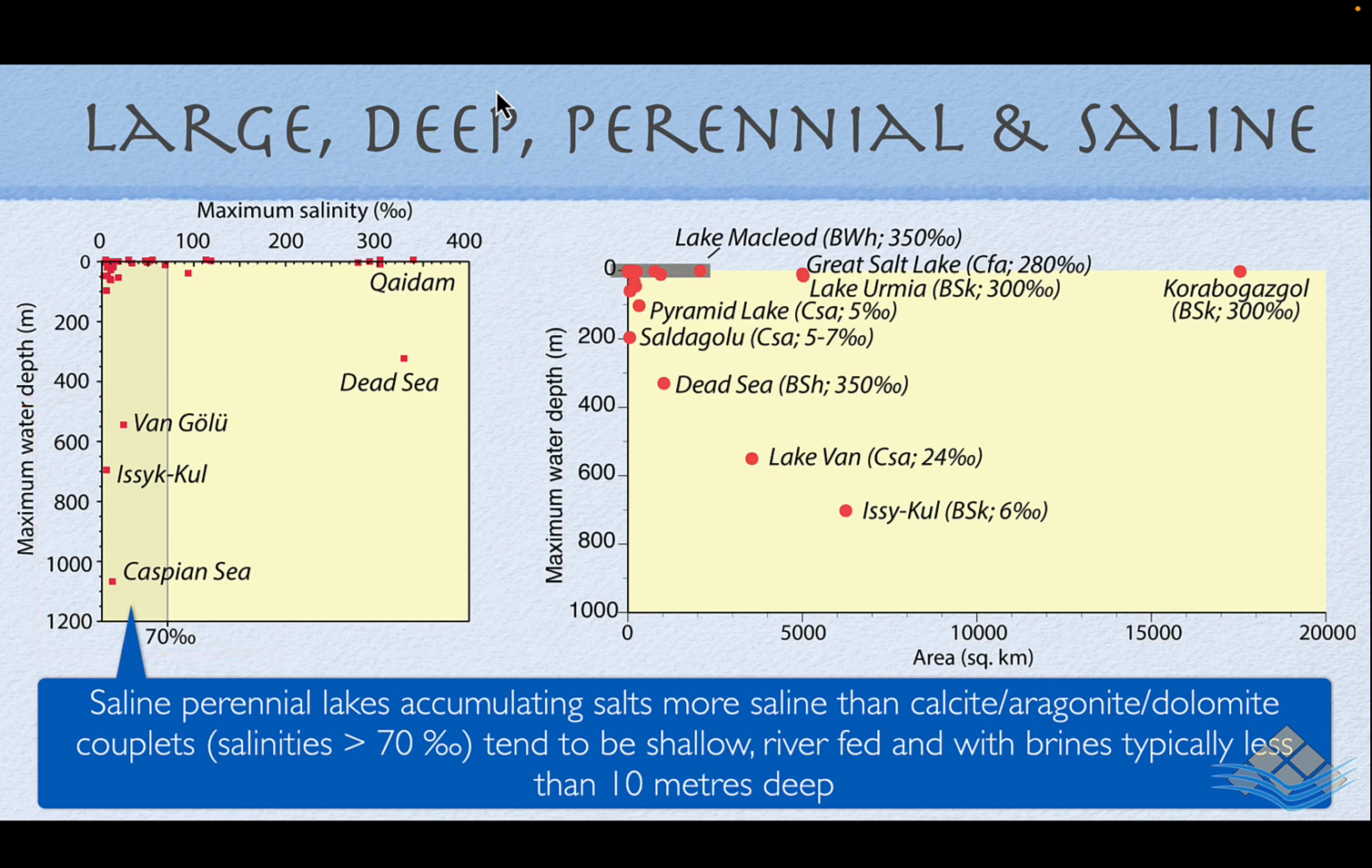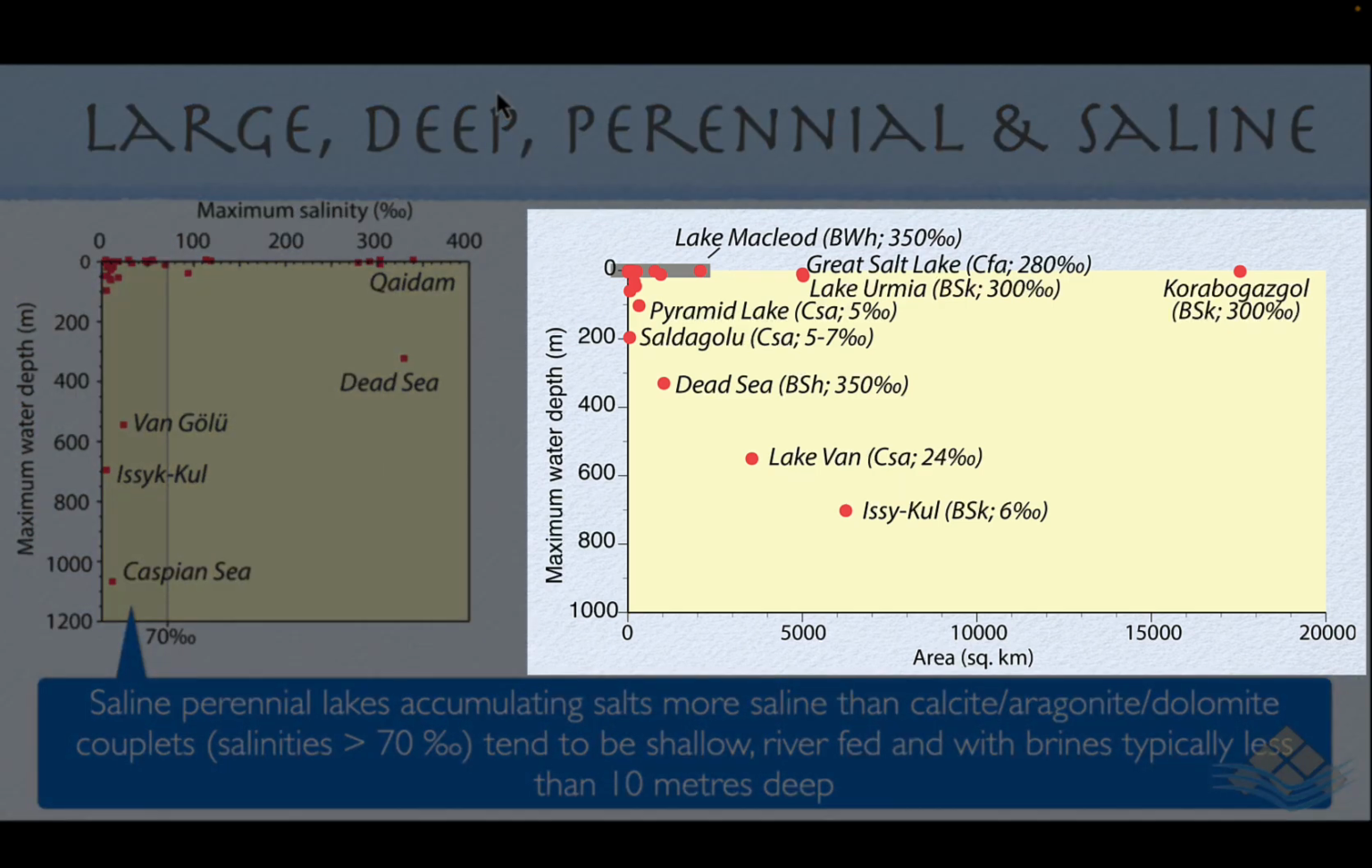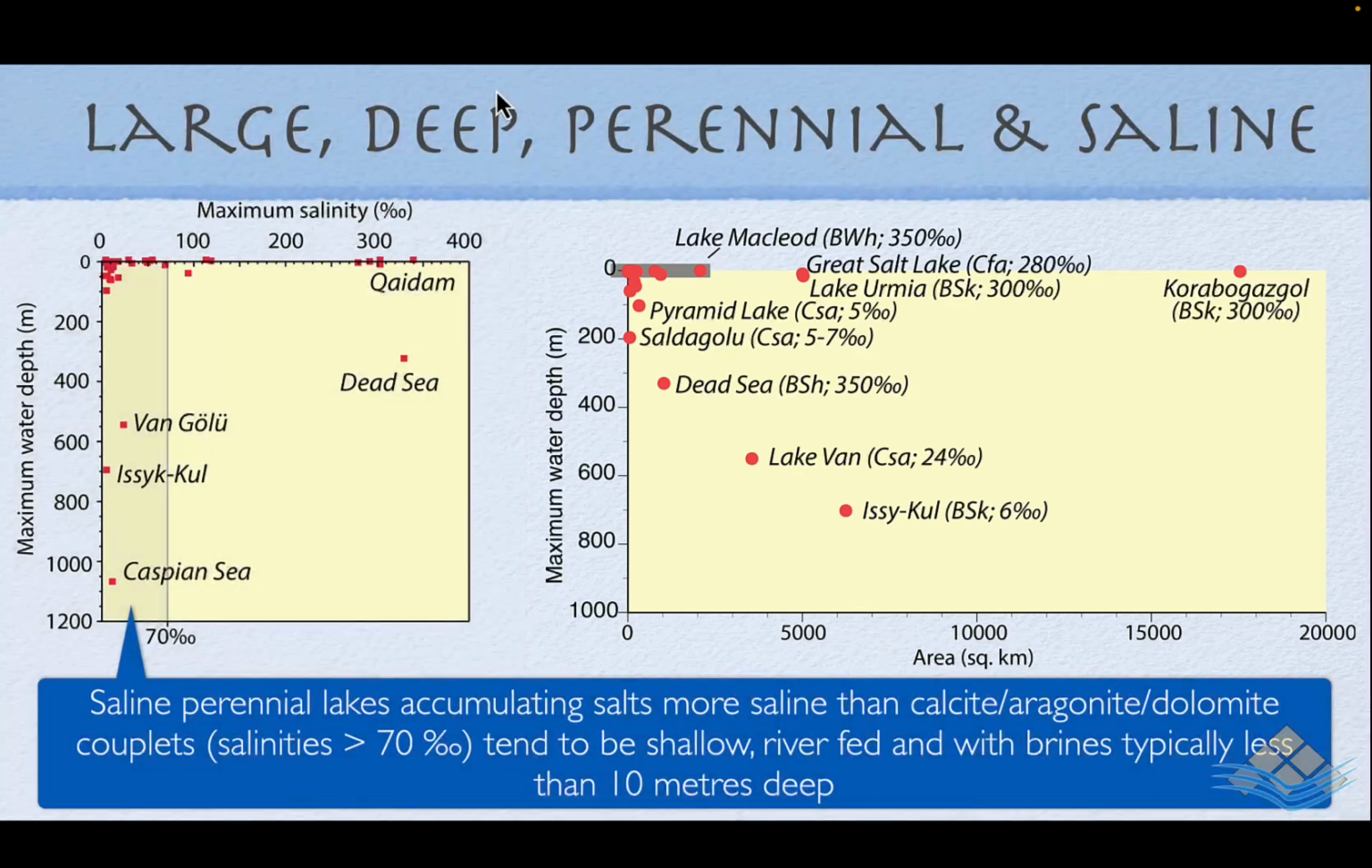You can see that Lake Van in a CSA climatic belt has a salinity of about 24 parts per mil, so it's less saline than seawater. Isikul is certainly much less saline than seawater. It's brackish with a salinity of 6 parts per thou, as is Pyramid Lake and Salar de Atacama in Turkey. They're not all that saline if they have 100 meter plus water depths. The exception is the Dead Sea.